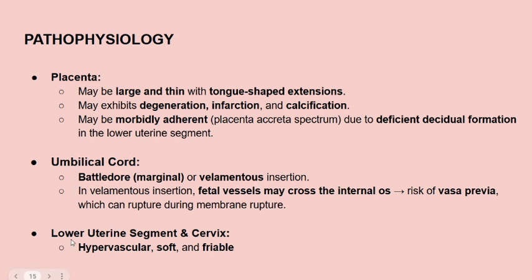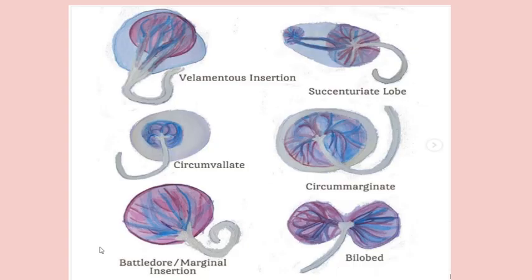Okay, and the lower uterine segment is usually hypervascular, soft and friable. Later on in the presentation, I will let you know that you may even do Doppler studies on the placenta to appreciate this hypervascular nature of the lower uterine segment in placenta previa. So these are some examples of the abnormal placentas that are common in placenta previa.